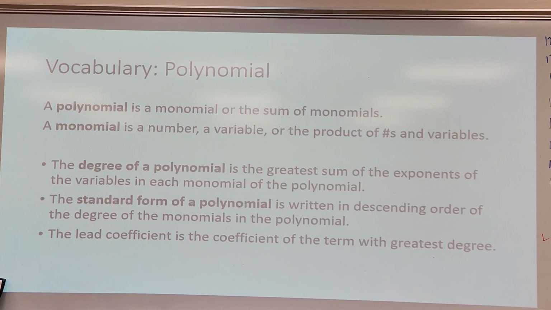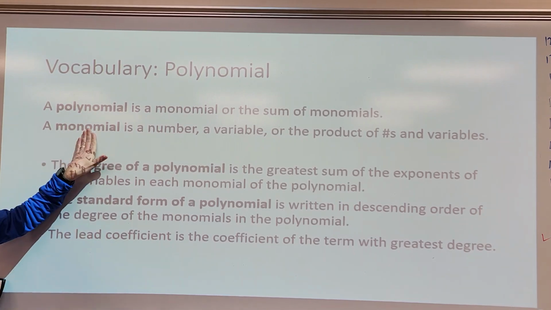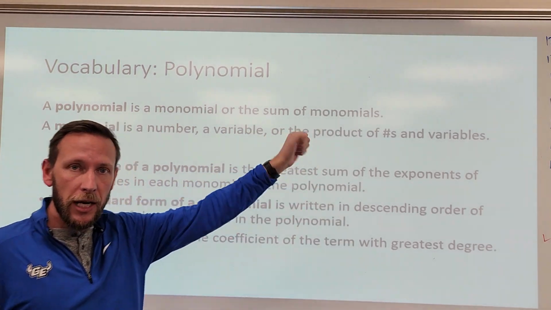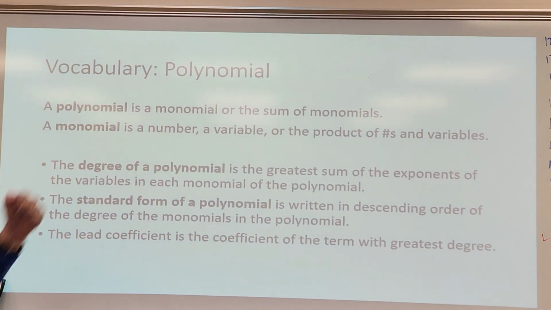And so reviewing, a polynomial is basically a monomial or the sum of monomials, and you can say, you used the word in the definition, so how are you supposed to do that? You can't use the word polynomial or a version of it in the definition of a polynomial. Okay, touché. Well, a monomial is a number, a variable, or the product of a number and a variable, or variables at that point.